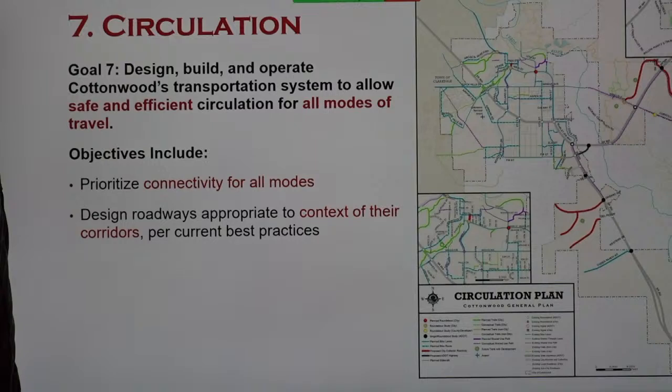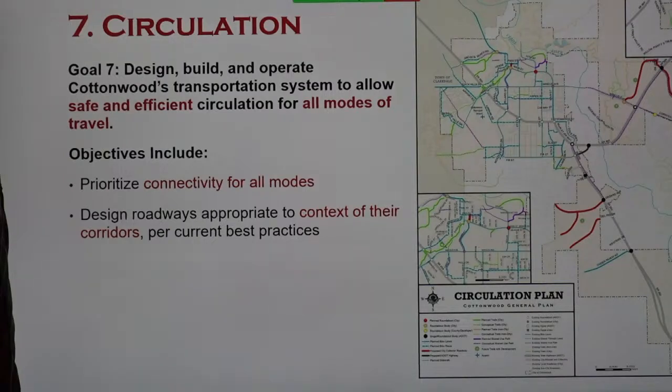Circulation, this is the plan for connectivity. That's the big word that we've got here, making sure things connect together. Design, build, and operate Cottonwood's transportation system to allow safe and efficient circulation for all modes of travel. So all modes are represented in the circulation plan here. We don't have a separate vehicular plan, a separate bike plan, a separate trails plan. It's all together right here, so you can see how it works together, how it all connects.